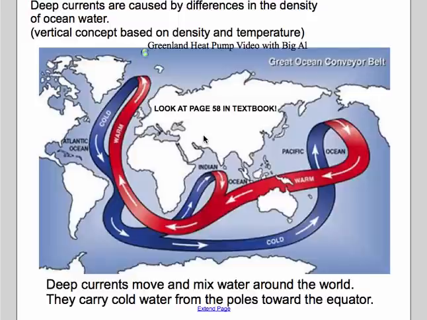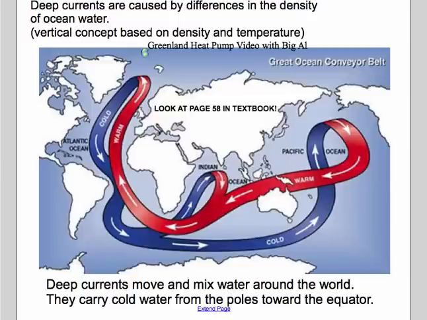So deep currents move and mix the water around the world, which is super important for controlling our climate. They carry cold water from the poles toward the equator. This is also a huge contributor towards bringing oxygenated water deep down into our oceans for marine life.